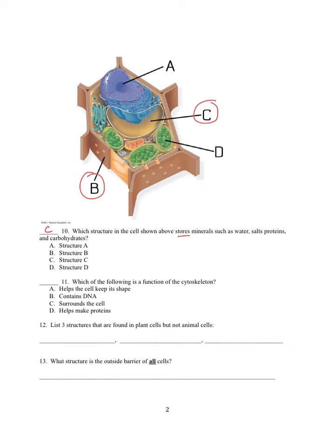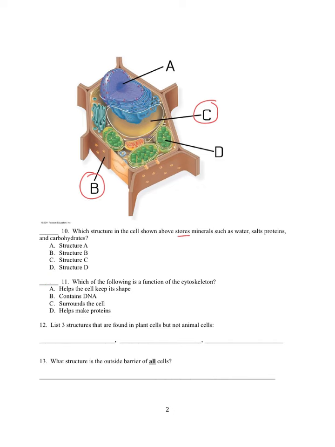Number 11, which of the following is a function of the cytoskeleton? So the cytoskeleton, much like our own skeleton, helps the cell to maintain its shape, right? And so the cytoskeleton is letter A. It's that network of proteins that supports the cell from the inside.